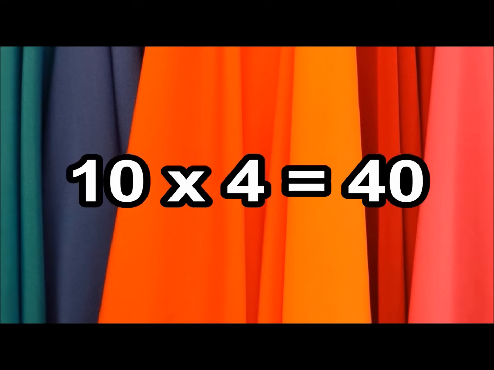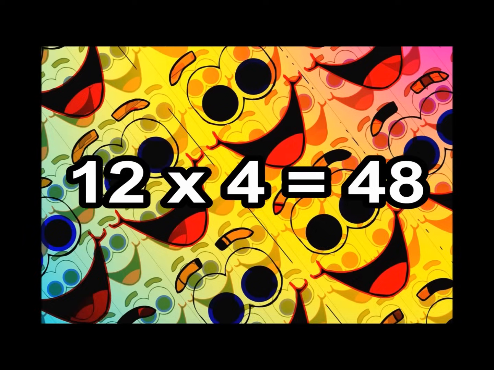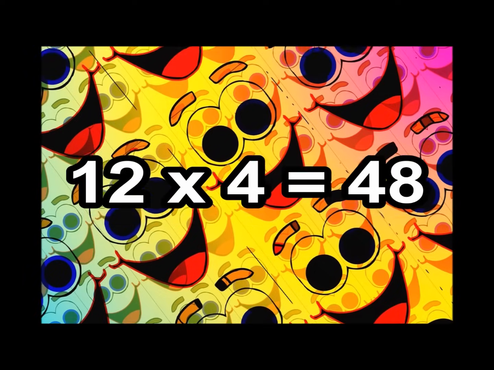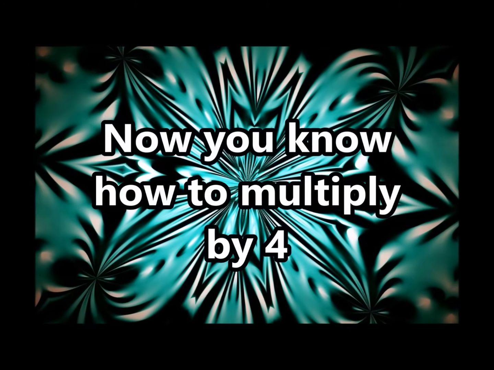10 times 4 is 40. 11 times 4 is 44. And 12 times 4 is 48. See, that wasn't so hard, was it? Now you know how to multiply by 4.